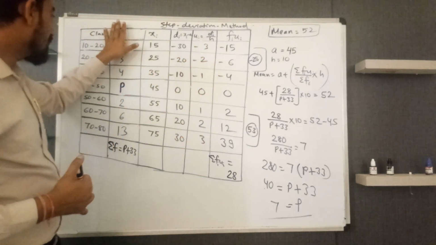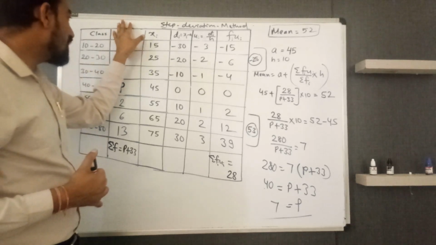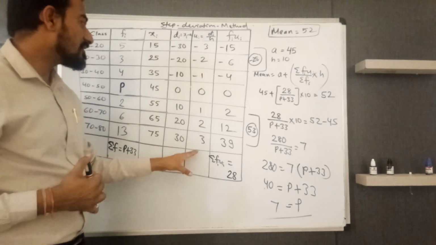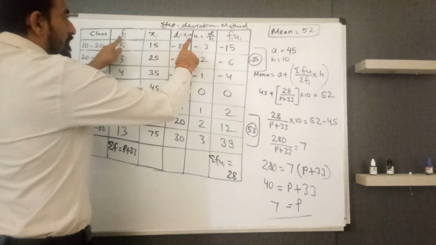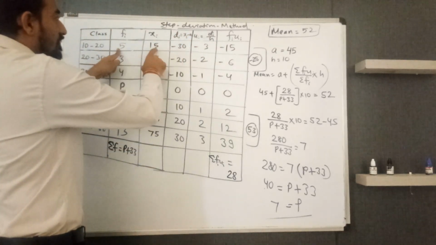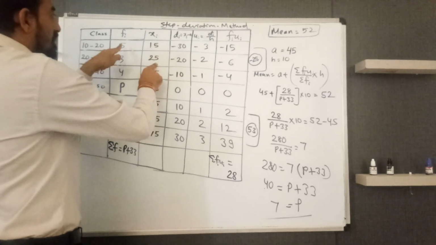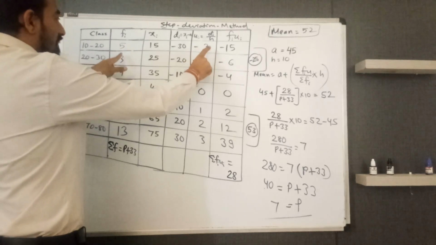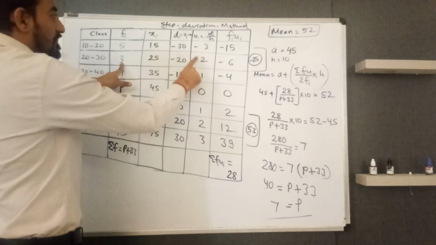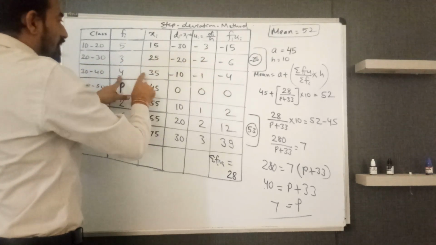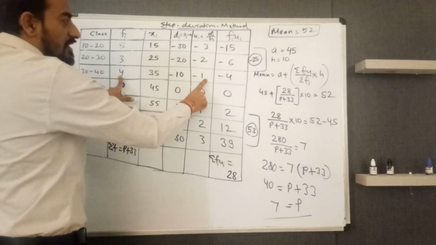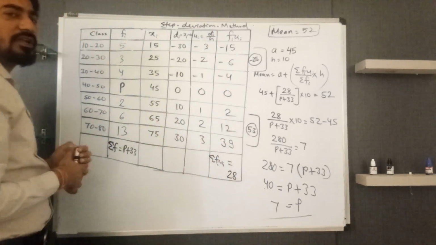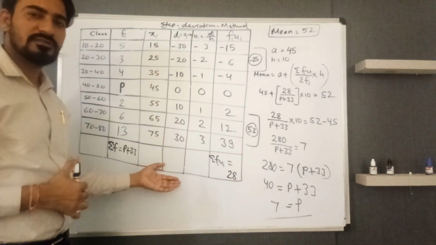See, if we don't think about this frequency, then this method we can think is easier. Instead of fx, 5 times 15, 3 times 25, we have to multiply 5 and minus 3, 3 and minus 2, 4 and minus 1. Means by taking these two more columns, our calculation will be easier.